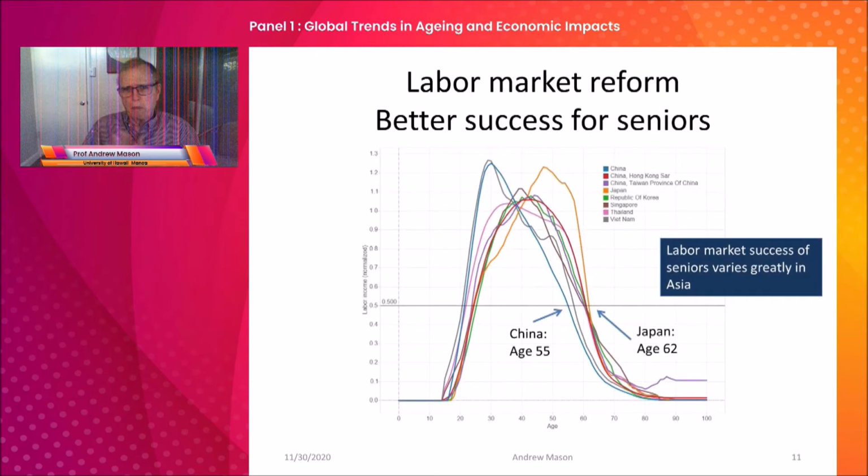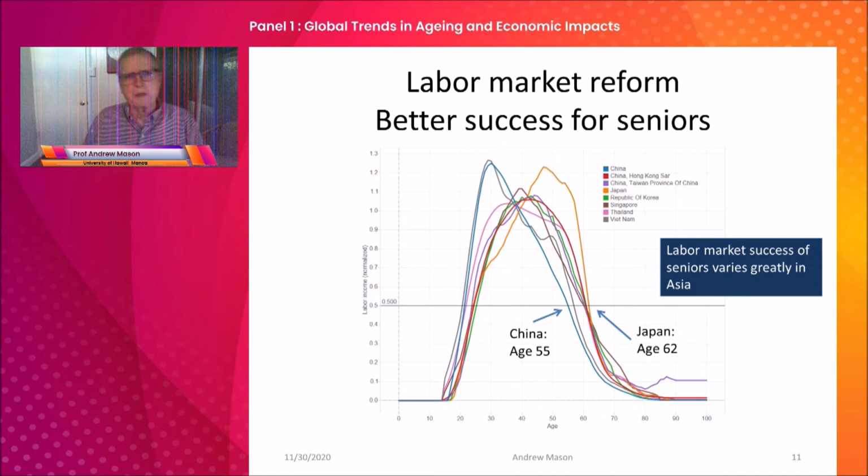So let's talk about labor market reform first. So this is how we look at the labor market in NTA. This is average labor income by age. And so this is not labor force participation. It includes labor force participation, but it also includes how much people make at each age, what their wage is, and so forth. So it's a broader measure that includes both the amount of work, but also the quality of that work.